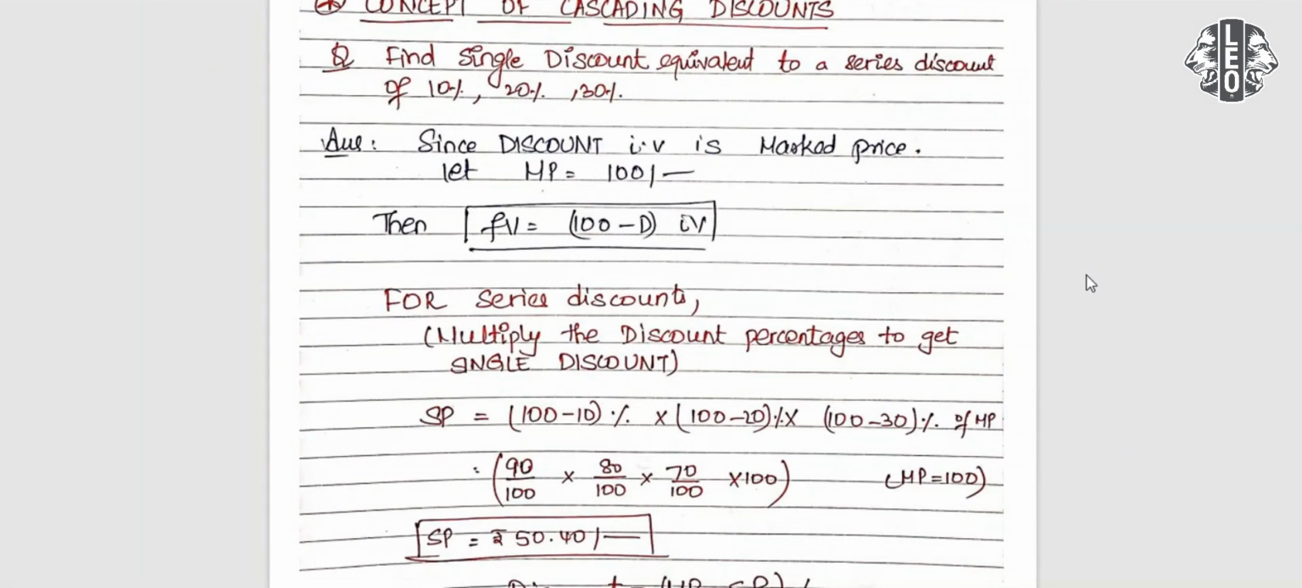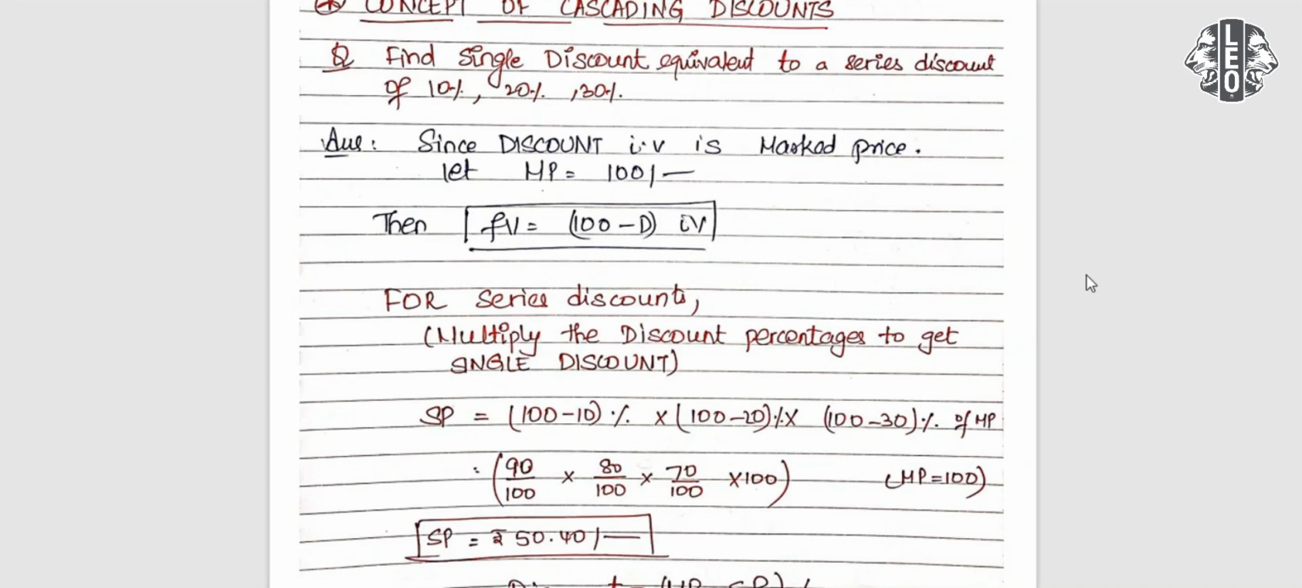For series discounts, if they have given a series of discounts, 10%, 20%, 30% on the same thing, you have to multiply the discount percentages to get a single discount. These are trading discounts or series discounts. Series profit, profit above profit, just multiply the profits. Loss on loss, if on the same product he is having a series of losses, you just have to multiply all the losses.